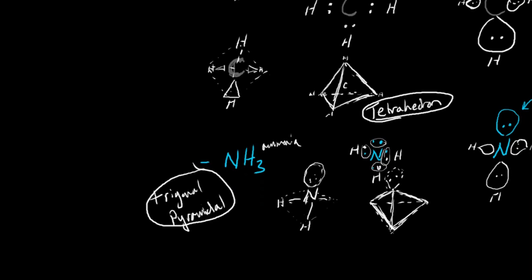All right, next one. Okay, y'all ready for this? Okay, water. Oxygen has how many electrons? Oxygen has 6 valence electrons. It needs 2 bonds. Good.